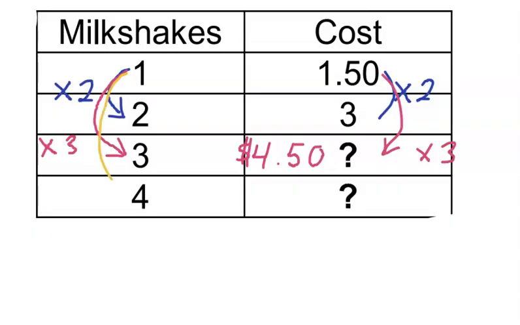Okay, and then we're going to go and figure out the last one. To get from 1 to 4, you obviously multiply by 4. At this point, we could say, well, we multiplied by 2 and got 3. So if we multiplied by 4, that's double that amount. So obviously that would be $6. So those are your answers for that. To complete this table, if you get 3 milkshakes, it's $4.50. If you get 4 milkshakes, it's $6.